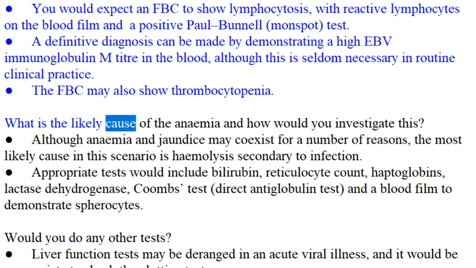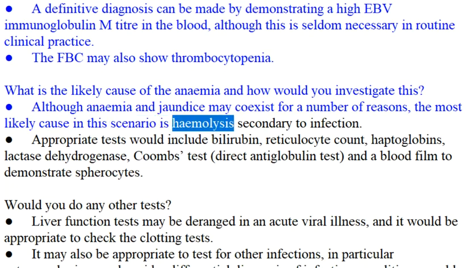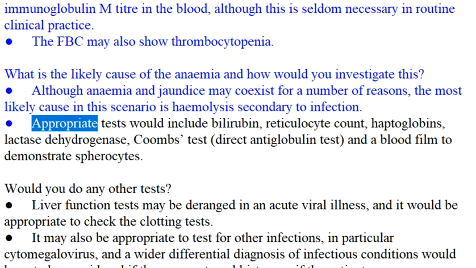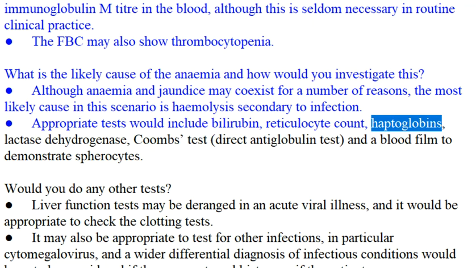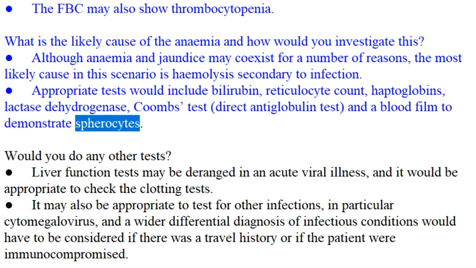What is the likely cause of the anemia and how would you investigate this? Although anemia and jaundice may coexist for a number of reasons, the most likely cause in this scenario is hemolysis secondary to infection. Appropriate tests would include bilirubin, reticulocyte count, haptoglobins, lactate dehydrogenase, Coombs test, direct antiglobulin test, and a blood film to demonstrate spherocytes.